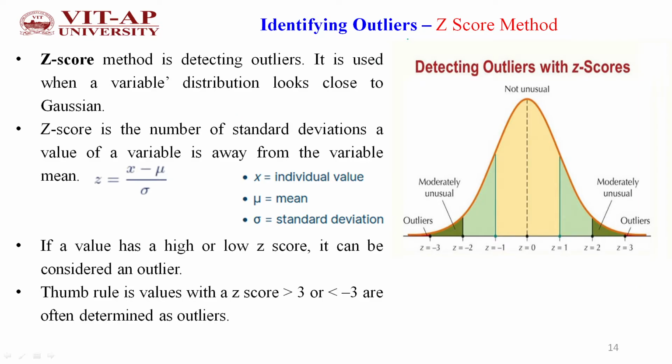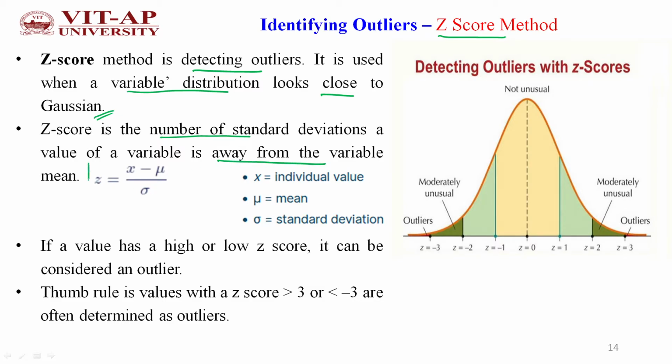And the second method is the visualization method. In the visualization method, the first one is the Z-score method. The Z-score method is based upon the Gaussian distribution, which detects the outliers when a variable's distribution looks close to a Gaussian distribution. The Z-score is the number of standard deviations a value of a variable is away from the mean.